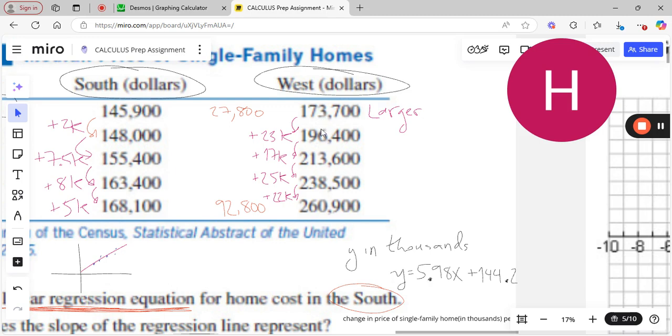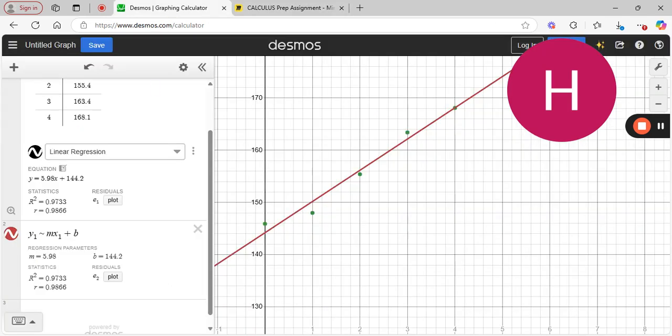Make sure you're putting in the data carefully. The calculator is a very powerful tool, but if you give it the wrong data, it's going to give you a false conclusion because you gave it the wrong data. It's crunching the wrong numbers if you don't plug in the correct numbers.